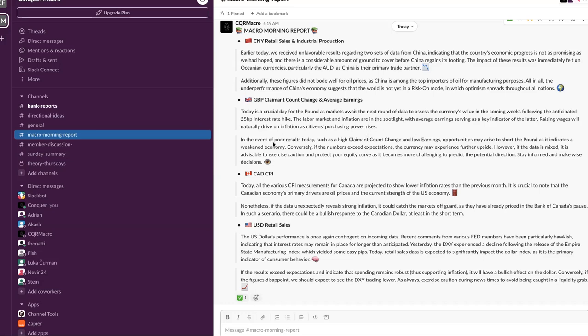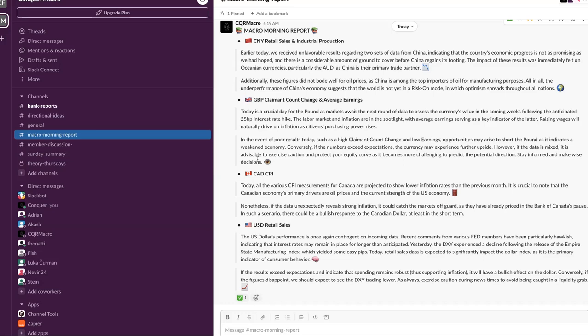Raising wages will naturally drive up inflation as citizens' purchasing power rises, because more people in the economy now have money. If wages are going up, more people are spending, meaning prices are going to rise. In the event of poor results today, such as high claimant count change and low earnings, opportunities may arise to short the pound as it indicates a weakened economy. If the numbers exceed expectations, the currency may experience further upside.